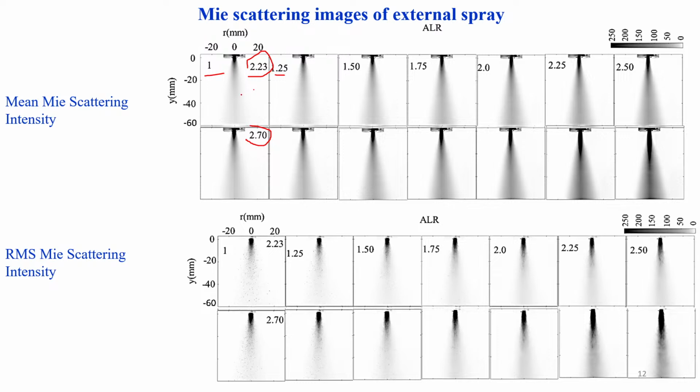Here we can see that as the ALR ratio increases, the Mie-scattering intensity increases. As the liquid flow rate increases, the intensity also increases. This is the Mie-scattering RMS images, showing how spread out the images are and where the bigger droplets are. At lower ALR ratio we can see bigger droplets, whereas at higher ALR ratio we don't have the bigger spray.